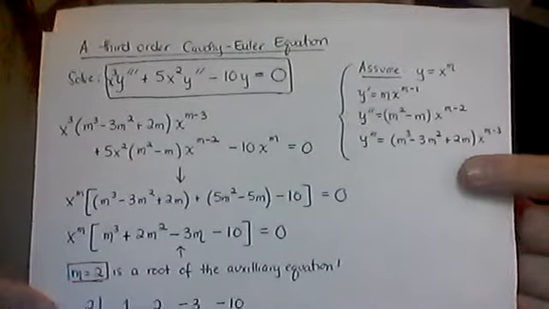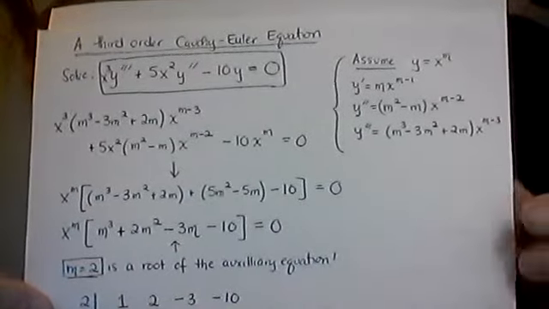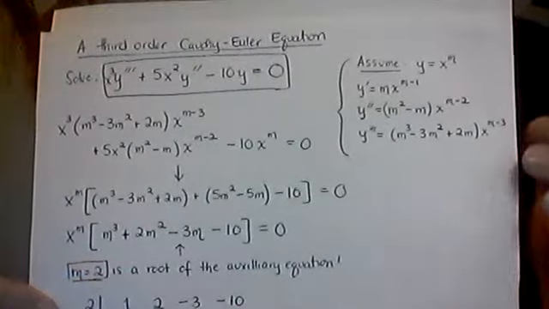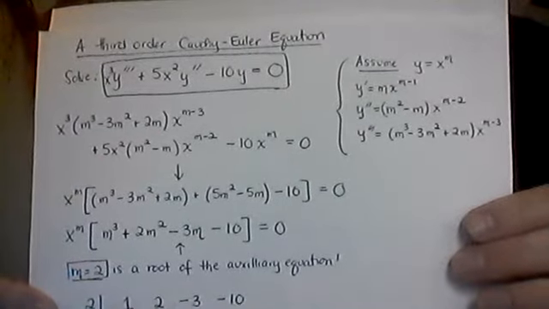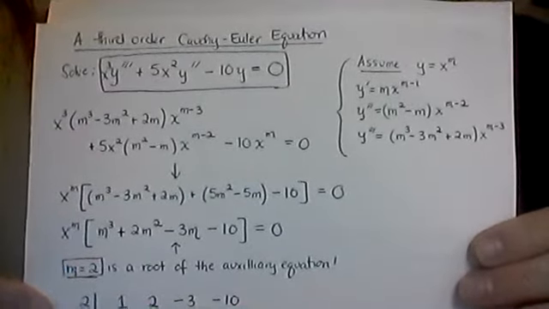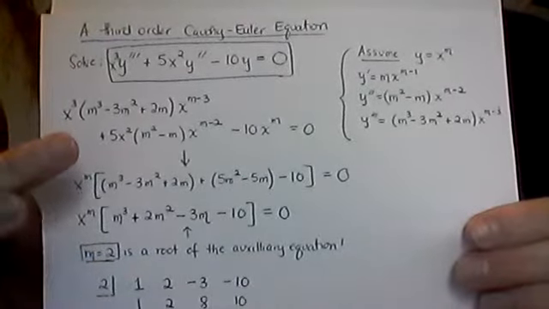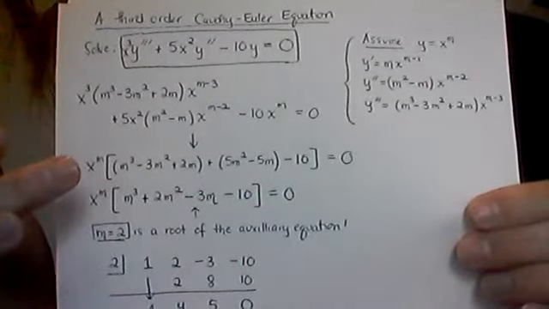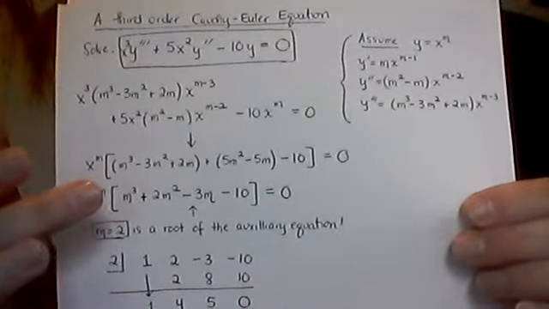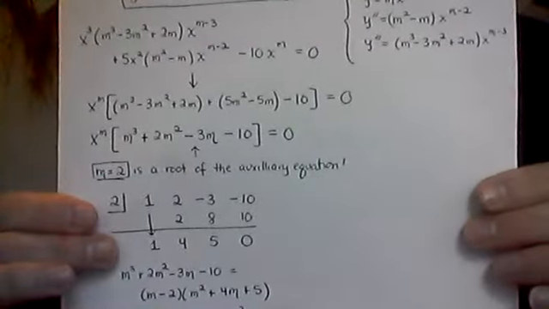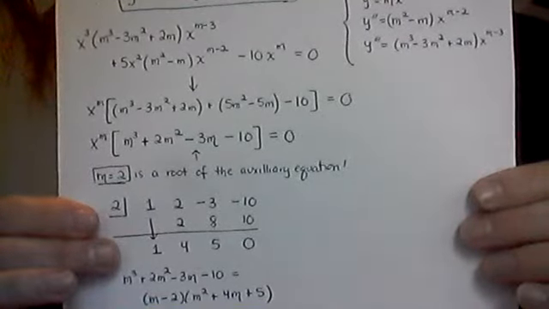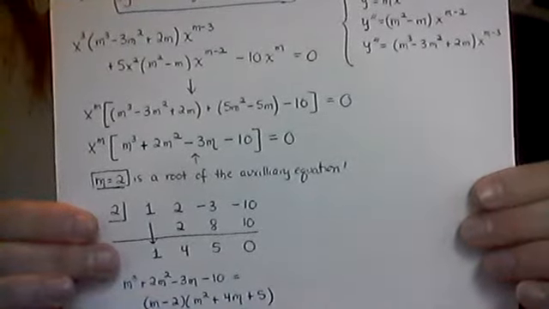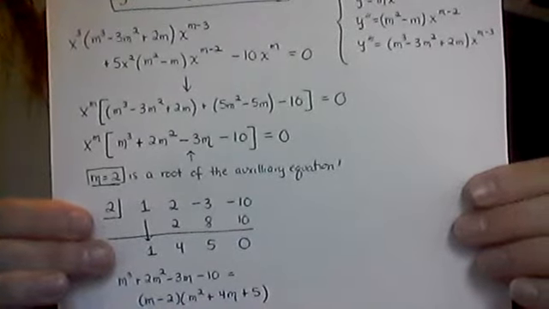And so now we're going to take those expressions and substitute the expression for y triple prime, the expression for y double prime, and the expression for y into our original differential equation. You can see I've done the substitution here. Then when we factor out our x to the m power, as we always do, the multiplier of x to the m is going to be m cubed plus 2m squared minus 3m minus 10.